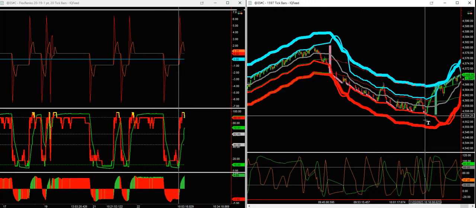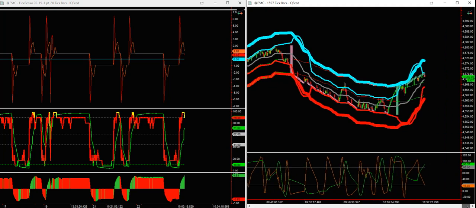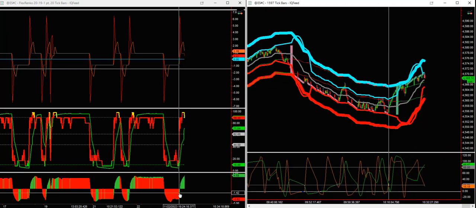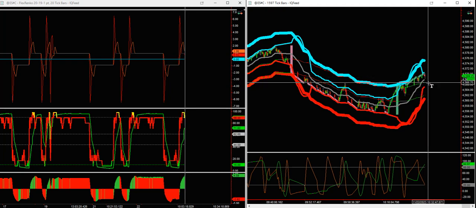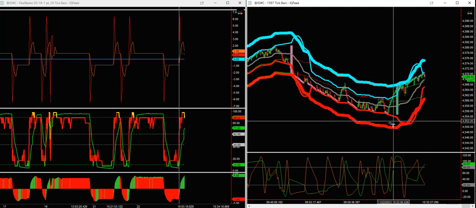There we go. This is just a rally and a pullback, and then it's going to rally again, and you can see the oscillator is right here. Right, so what are we going to do? Let it come back to the lower side of it.